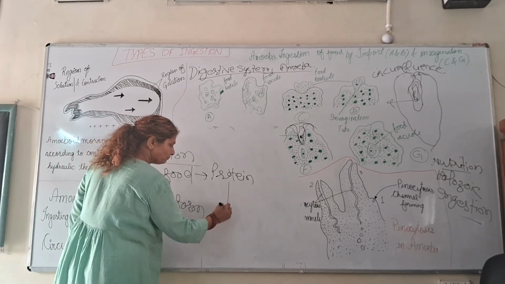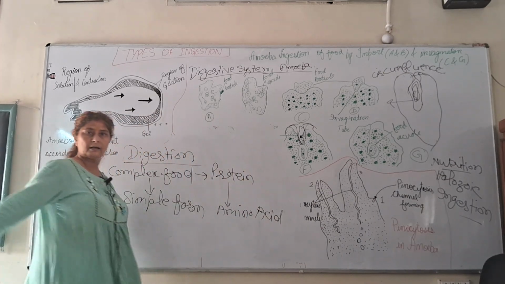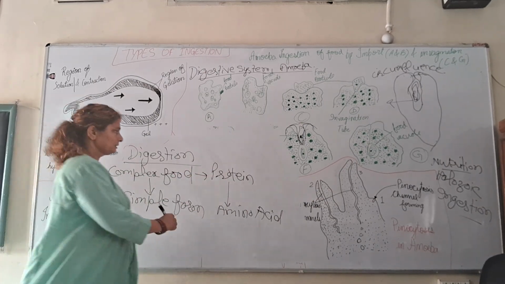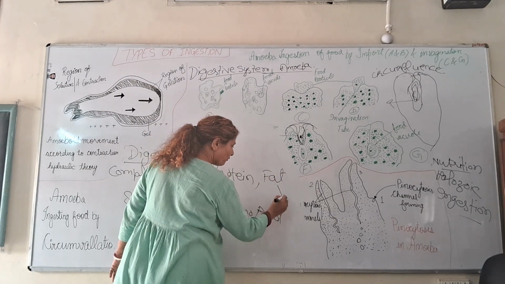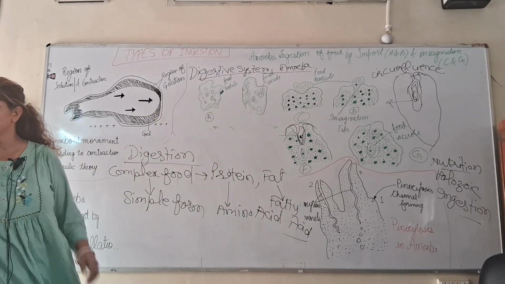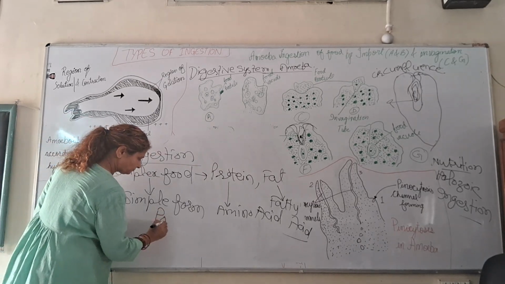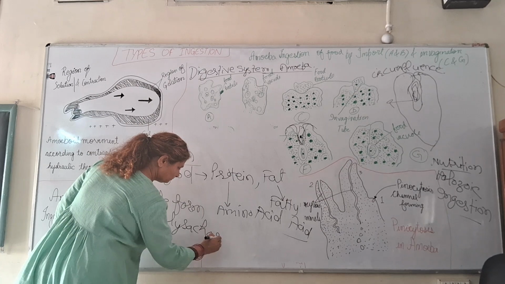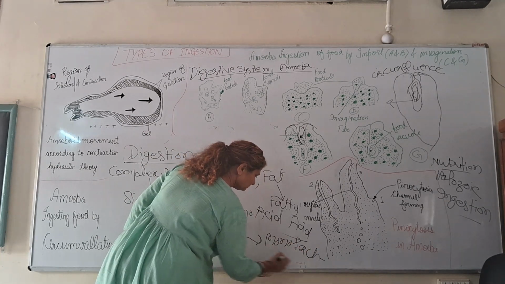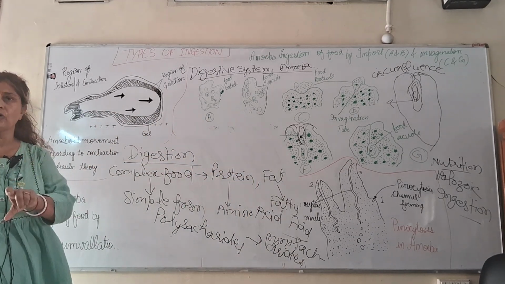Okay, its simple form is amino acid. Understood? Next step: when protein changes into amino acid and fat changes into fatty acid, that is a simple form. Clear? Then polysaccharides change into monosaccharides, which means glycogen changes into glucose.